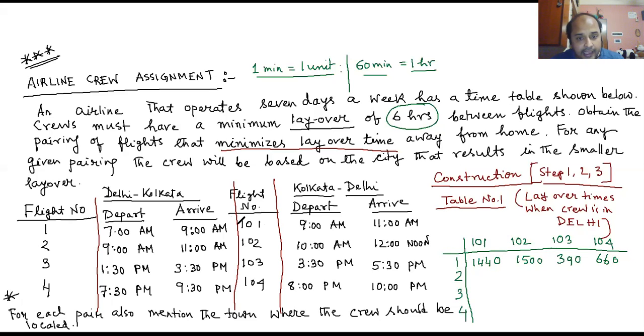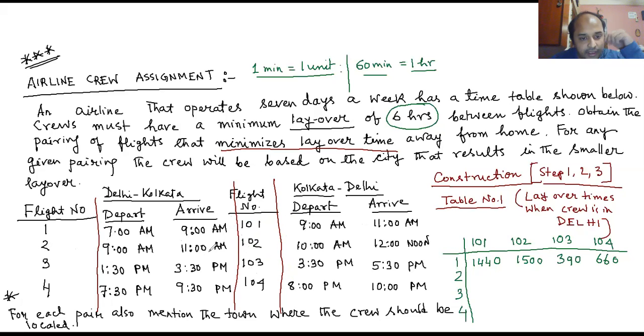Then I have actually assigned this in this manner. Now I am going to assign all these flights with 2. Okay, so let us do it. You also try by yourself.